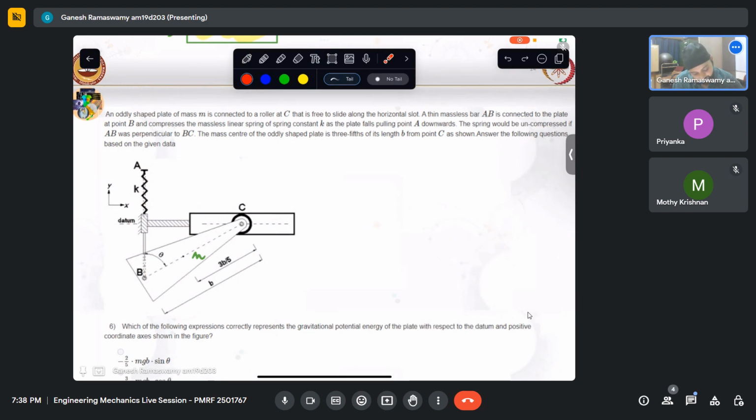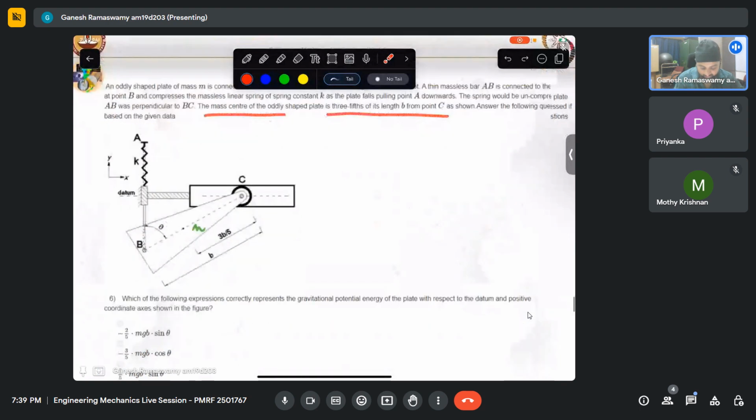So the linear spring gets compressed when the plate falls. The spring is uncompressed when AB is perpendicular to BC, meaning when this oddly shaped bar was like that, and then we had the pole like that with point A here, that was the original length of the spring. So we saw in the previous question, we have to calculate original length and final length, and the difference of the two gives us the net elongation, which causes the force in the spring and subsequently contributes to the virtual work. The mass of this is 3/5. That is what we saw. So let us look at the questions now.